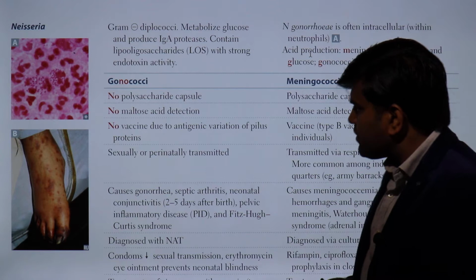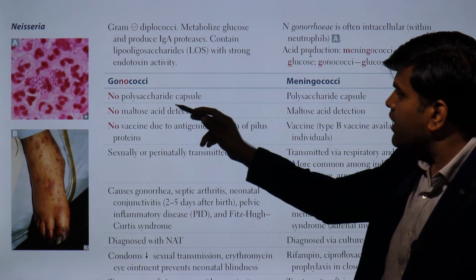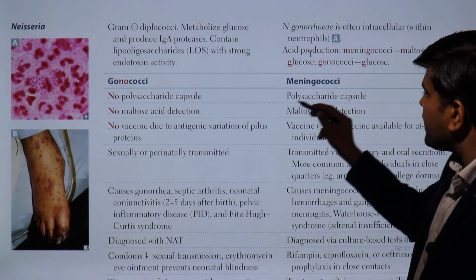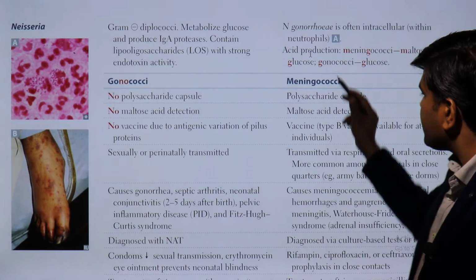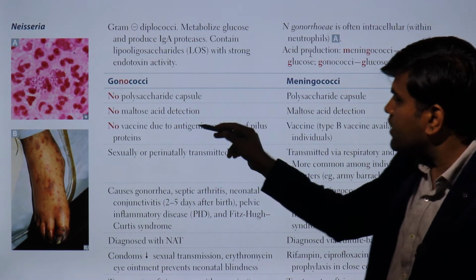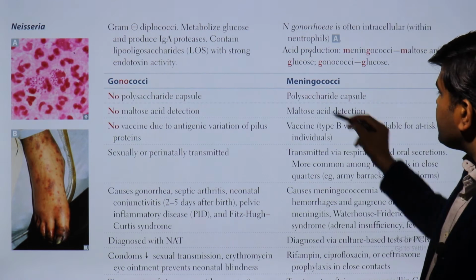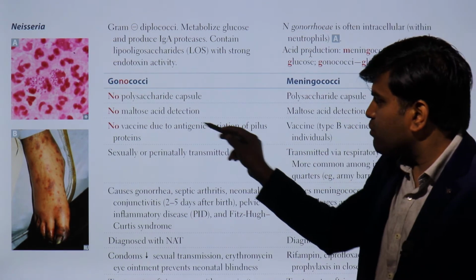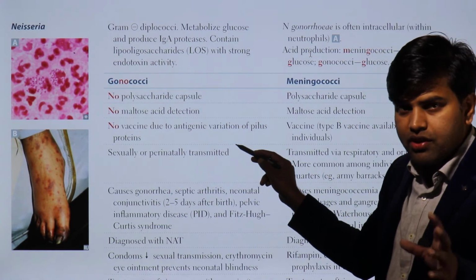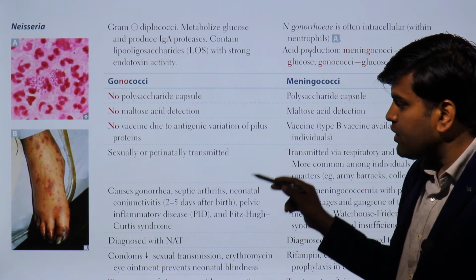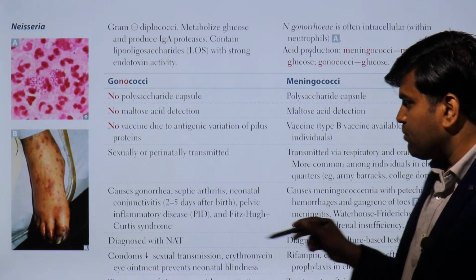Now let's come to the differentiation points. You can see Neisseria meningitidis has a polysaccharide capsule. Gonococci don't have a polysaccharide capsule. Neisseria meningitidis ferments maltose. Gonococci don't ferment maltose. Neisseria meningitidis has a vaccine. A gonococcal vaccine is not possible due to antigenic variation. We have already discussed, these are highly antigenic pili, so their vaccine is not possible.